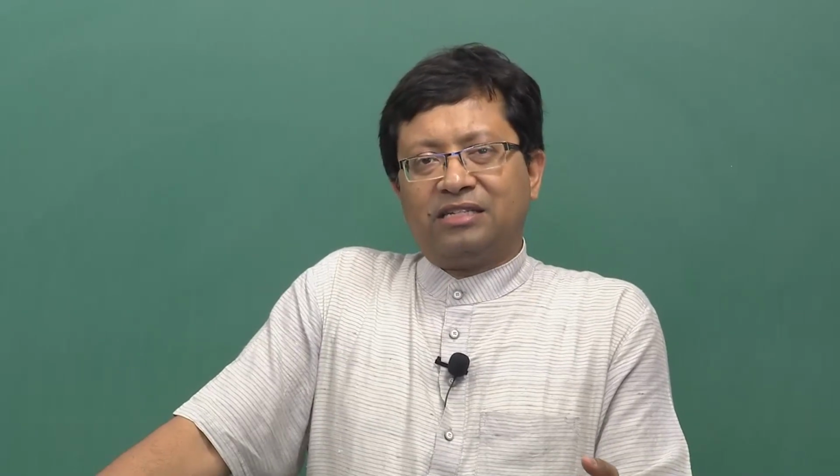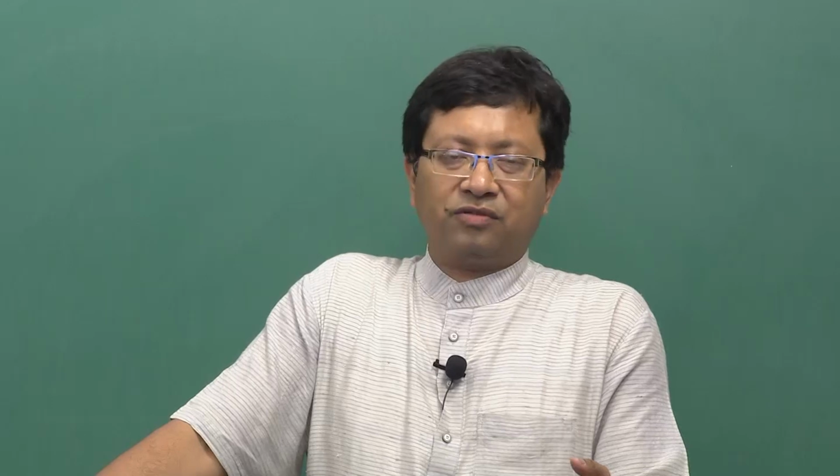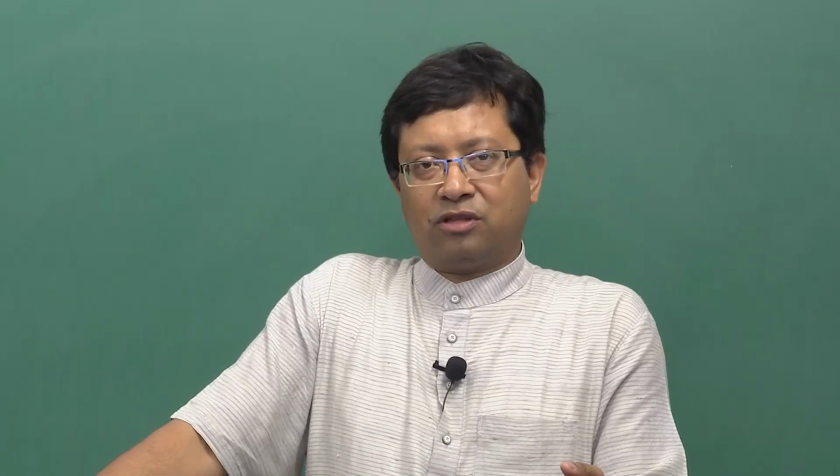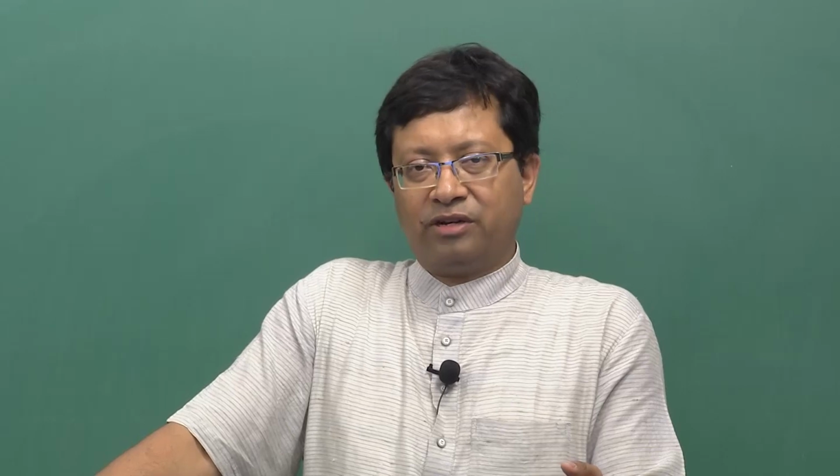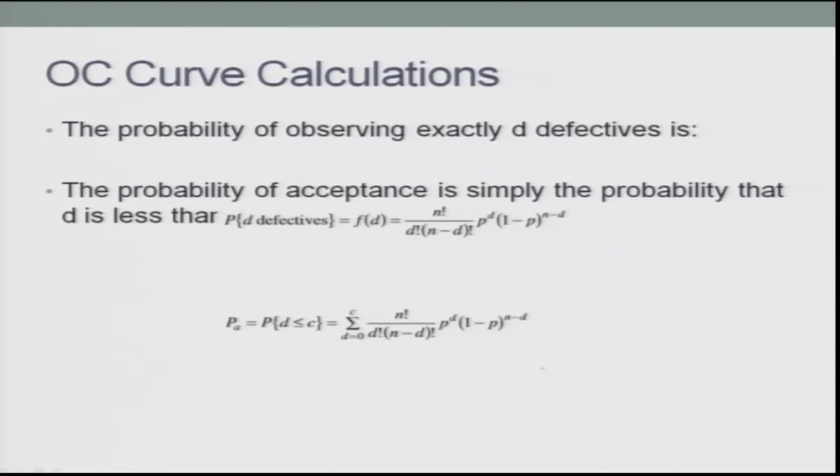Now the OC curve calculations have to be done, but technically in any statistical process control book, we will have the details of the calculations of the OC curves based on the values of capital N, small n and C, but we will try to recap that and understand how they can be utilized. So for the OC curve calculations, the probability of observing exactly D defects is to be mentioned. Then the probability of accepting is simply the probability that D is less than or equal to some given number of defects.